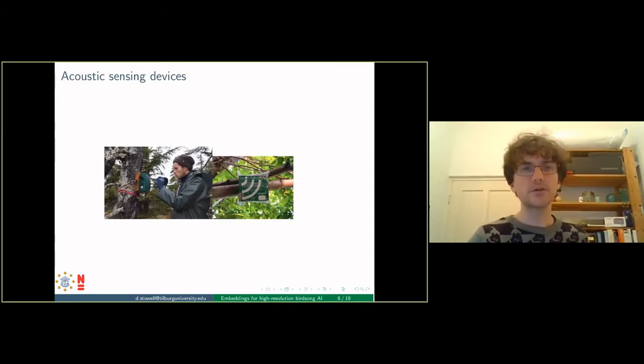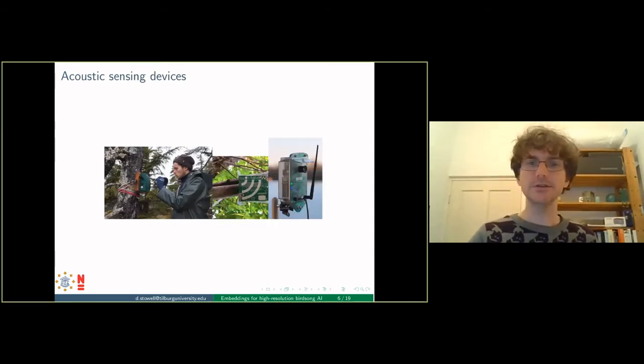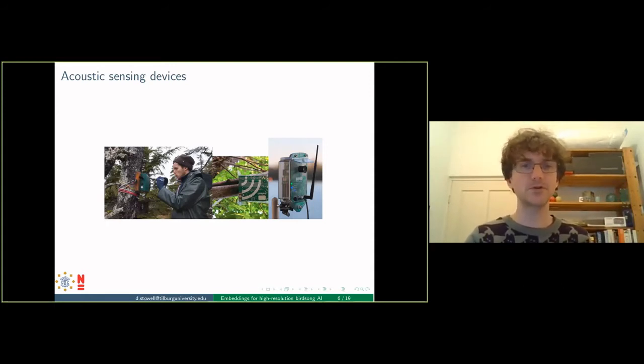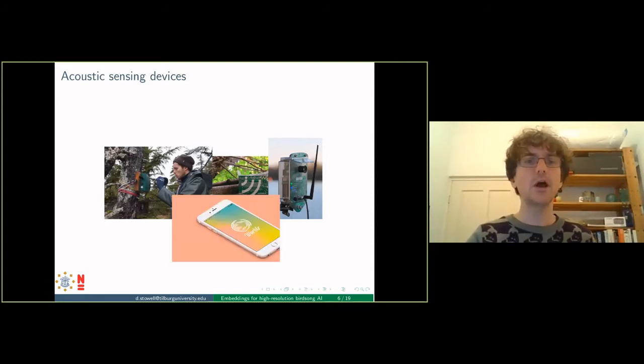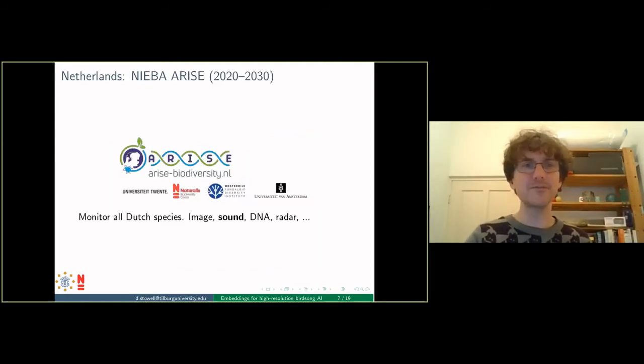There's also an increasing number of acoustic sensing devices. There are specific devices that people will mount on a tree or leave in a forest somewhere. Also, mobile phones. We can use citizen science type approaches with smartphones. Warbler is an app that I've been involved in over the past few years. So there's a lot of data, and there's a lot of information in that data.